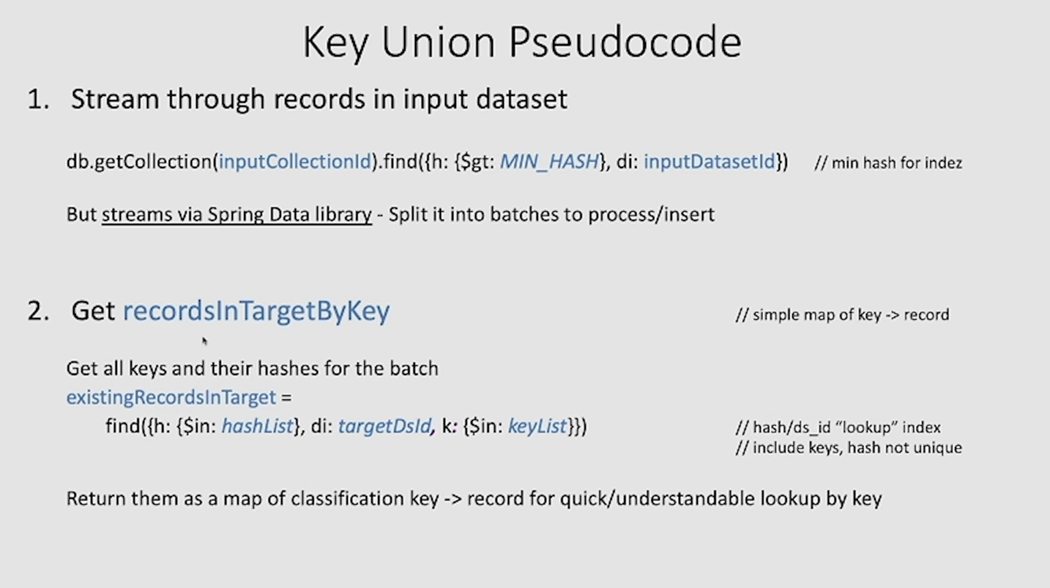The initial pull looks the same as from the other methodology, right? Just stream through the records in our input data set. They get the records that already exist in our target and map them by key for quick and easy to understand lookup. Existing keys in target is again just a query by the shard key, the dataset ID, and the list of the keys that we have, and then return them as a map lookup structure for quick and understandable lookups later in the algorithm.